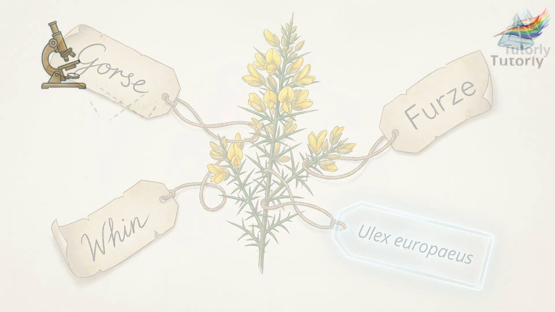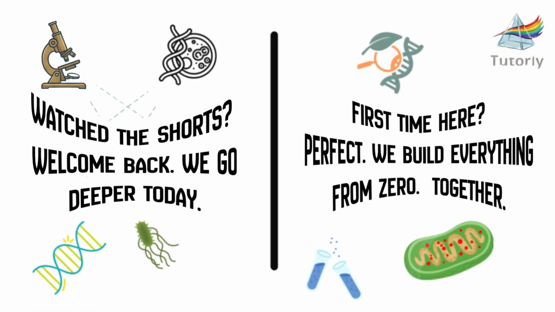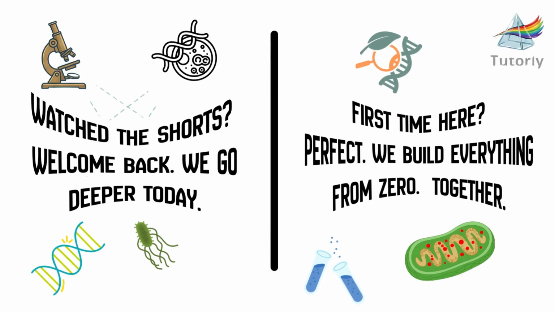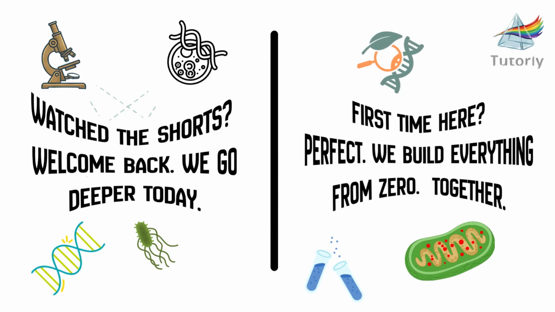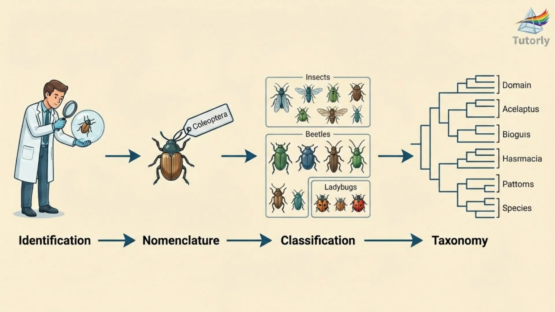If you have already watched my shorts on this chapter, welcome back. This video connects every concept and takes it deeper. If this is your first time here, perfect. We are building everything from zero together. By the end of this video, you will understand exactly how scientists name, group, and study every living thing on Earth. To solve the naming problem, scientists built a 4-step system.